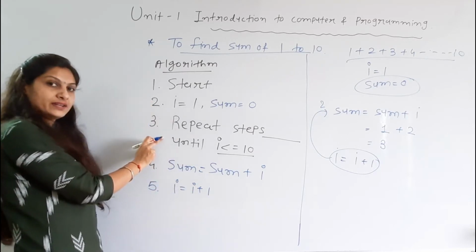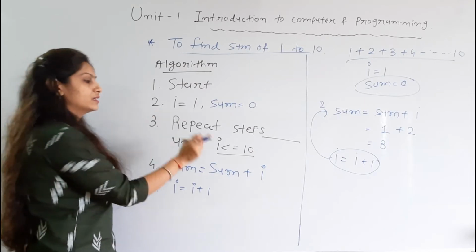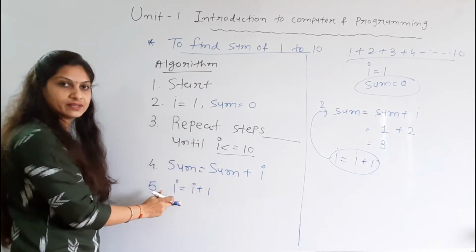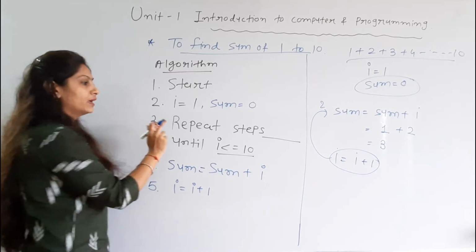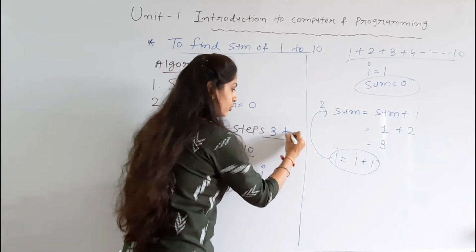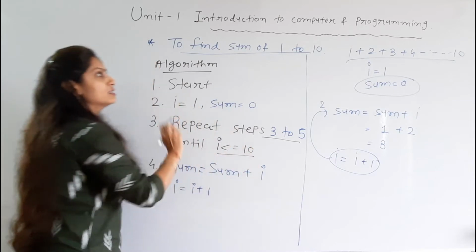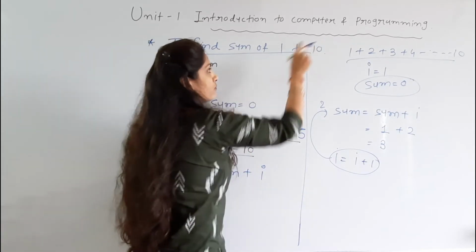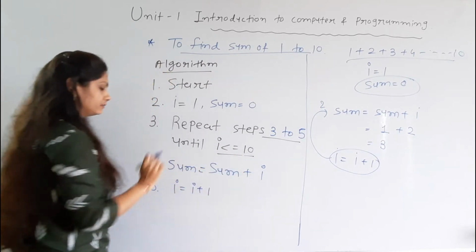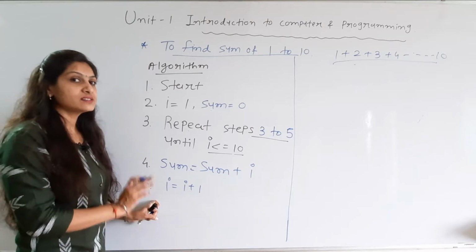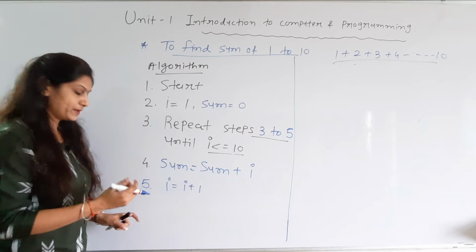So first check the condition, find the sum, update the I, again move to the third part, check the I, find the sum, and so on. So the same process we have to repeat. How many steps do we have to repeat? Repeat steps 3 to 5 until I less than equals 10. Suppose you are given the sum of 1 to 5, then the condition is I less than equals 5. Clear? Now we are finding the sum, and our output is the sum that we have to print.